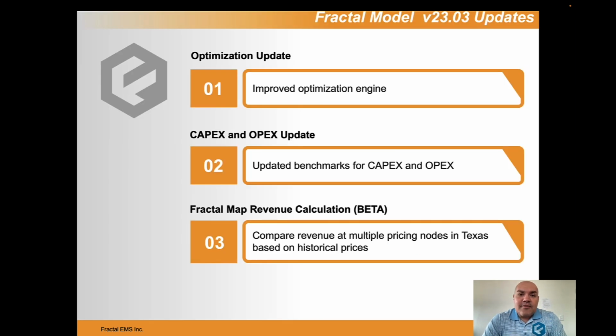Three main updates. The first one is an improved optimization engine. This is when you input a price forecast, could be 5, 10, 20, even 40 years, but we have an improved optimization engine that is a little bit faster and produces better results. Second update is new pricing as far as CAPEX and OPEX. We're taking what we see in the market and giving you the approximate cost for putting in projects. And finally, the Fractal Map has some exciting improvements. We now have the ability to run the Fractal model using historical prices. So I'll show you in a little bit, but you can click around with some historical prices.